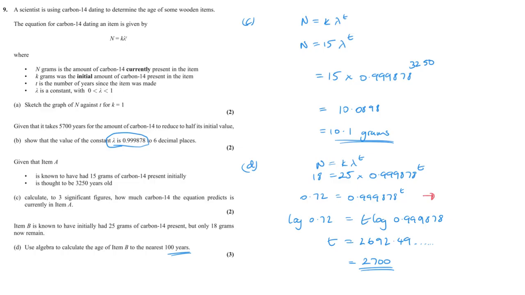Obviously at this point you could have done that t equals log of the 0.999878 of 0.72 and solved it that way, but I just personally find taking logs of both sides just easier and a little bit quicker. But anyway, that's part D done.